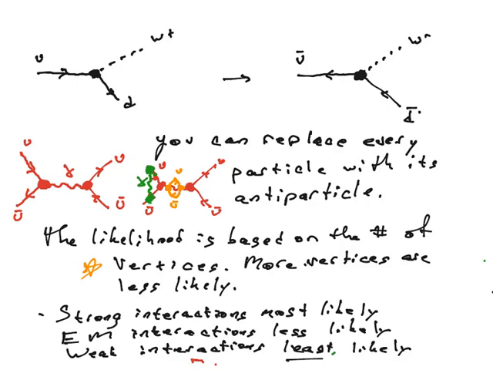The likelihood of an interaction to occur is based on the number of vertices in that diagram. The more vertices you have, the less likely that way of it happening is to occur. The simplest one is always the most favored and thus the most likely. But it is possible that these other ways can also happen. So you have to include those.